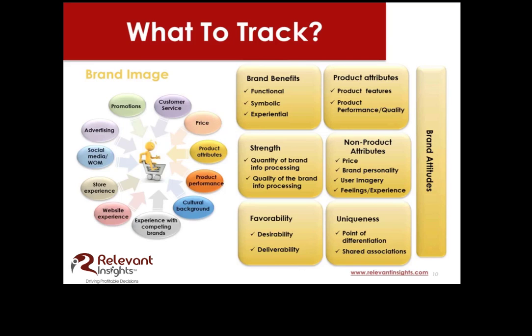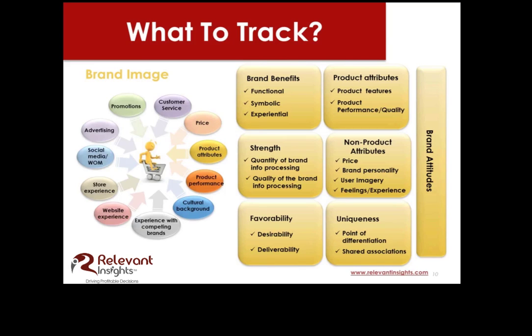The strength of the association is related to how much information about the brand a person processes and what the quality of that information is. The more deeply a person thinks about product information and links it to the existing brand knowledge the person has, the stronger the brand association is. In the case of favorability, it has to do with associations that make the brand desirable and perceived as able to deliver what it promises. And finally, we want to know how unique and different from its competitors a brand becomes thanks to those associations.